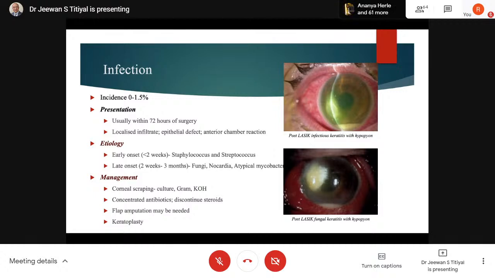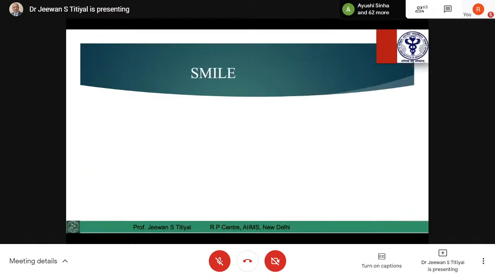I think one case has been reported to date. This normally happens with atypical mycobacterium, and they are classically known for post-LASIK infections. These are interface infections and very difficult to manage. So sometimes you may have to sacrifice these flaps to get an accurate microbiological report and treat these patients.